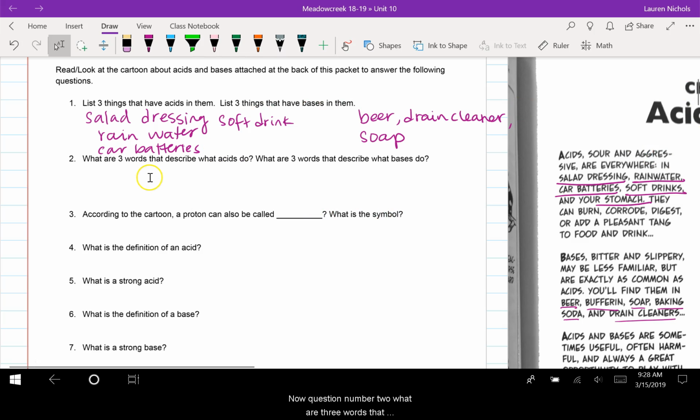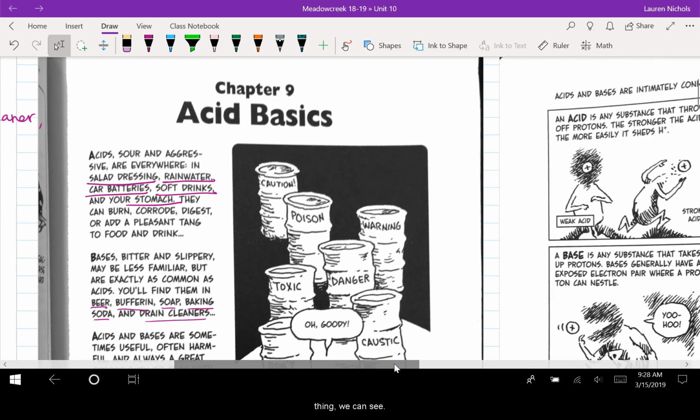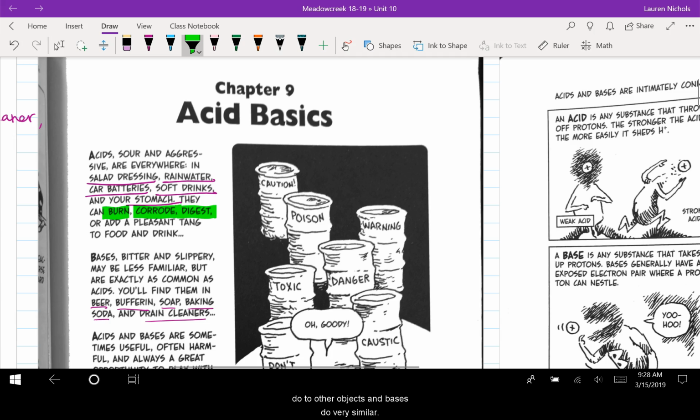Now, question number 2, what are 3 words that describe what acids do? What are 3 words that describe what bases do? Well, if we look at our cartoon, we can see words that say that acids can burn, they corrode, they digest. Okay, these are verbs that talk about what they do to other objects, right? And bases, okay, they do very similar things. They can burn, corrode, and digest.